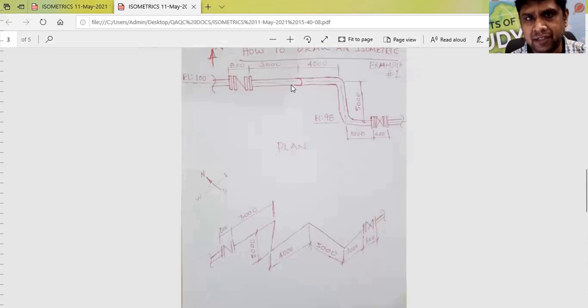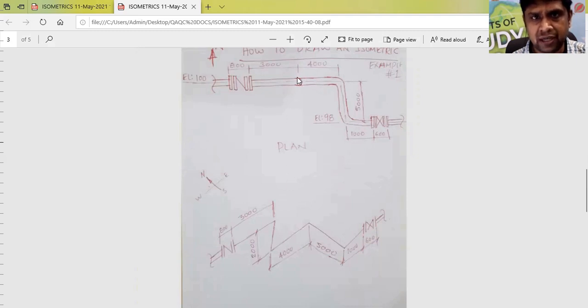Remember, when the line is going up or down, it will remain the same at this particular location. It will not go anywhere. Especially when the drop is 90 degree, the line remains the same at the same location. So the line is dropping down by 2 meters. Again, it will stay at the same location. Only the elevation changes.